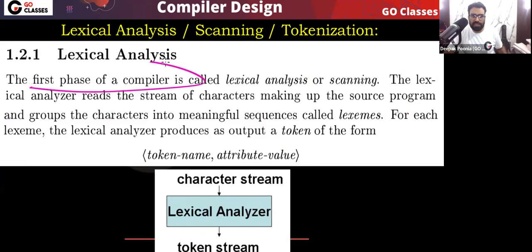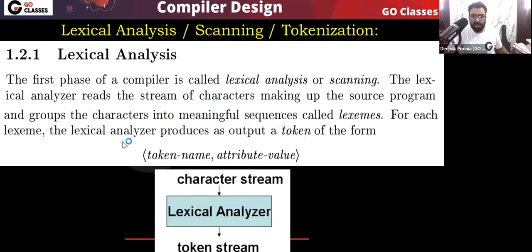You can see the first phase of the compilation process, that is lexical analysis. This is also called scanning. What the lexical analyzer will do, it will read your stream of characters, which is your source code. Your source code is a stream of characters. So the lexical analyzer will read your source program character by character from left to right, and it will group the characters with meaningful sequences, with some collective meaning, into lexemes.